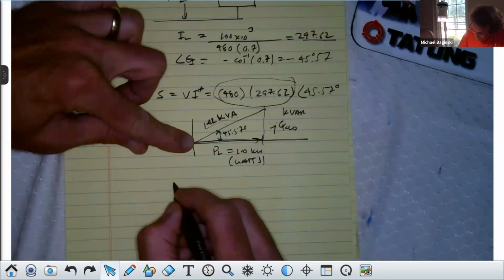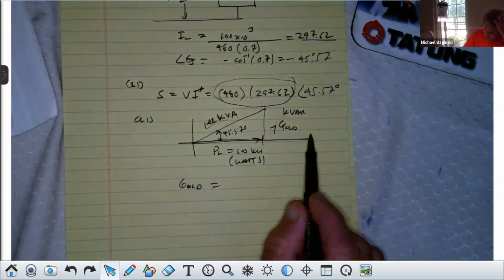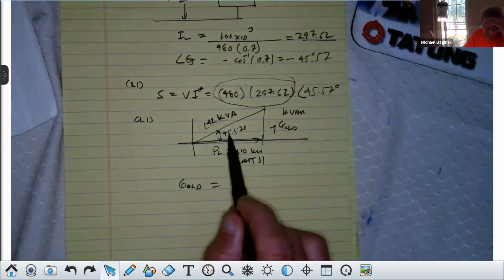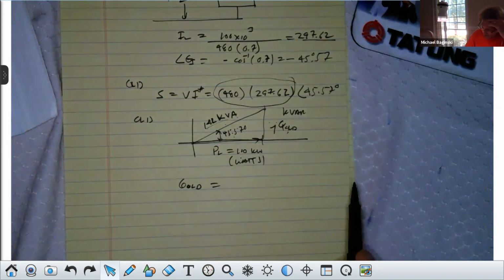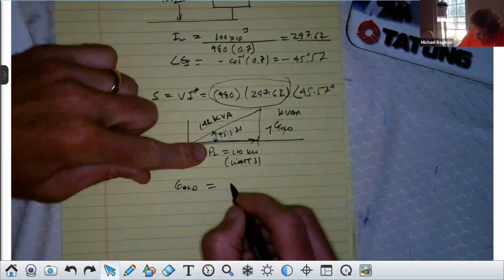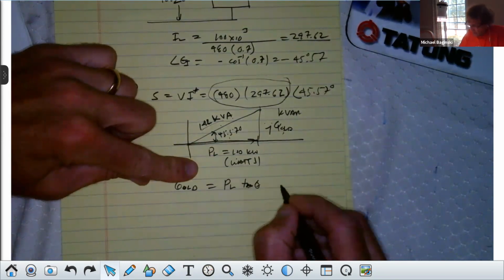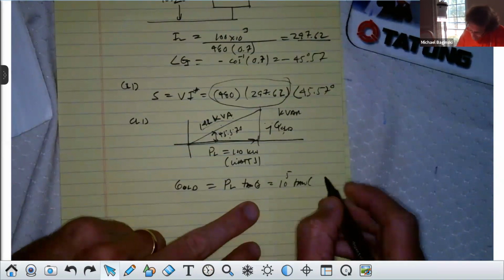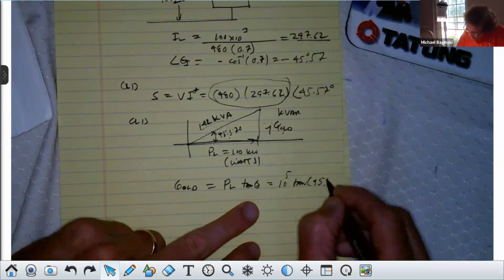Well, to do that, we could say what? Q old is equal to, you can do it a few different ways. I like just doing it this way. Opposite over adjacent is the tangent of that angle, right? Q old over PL is equal to tangent of 45.57, or really Q old is equal to 100 kW, that's old PL, times the tangent of the angle, right? And that would be 10 to the 5th times the tangent of 45.57 degrees. Can somebody give me that?